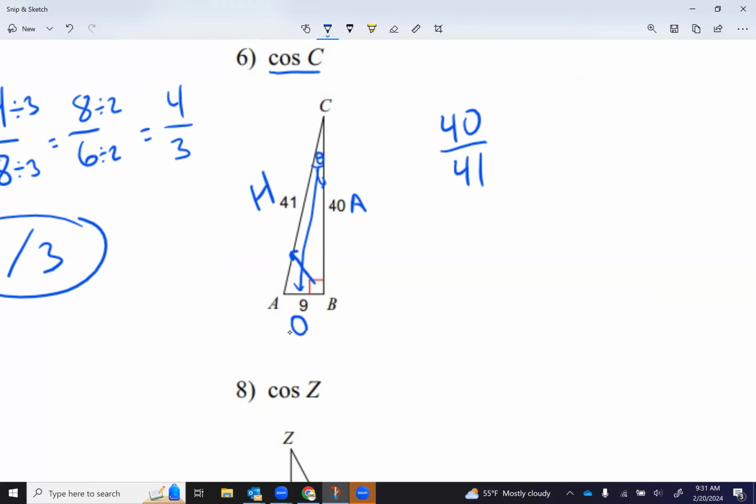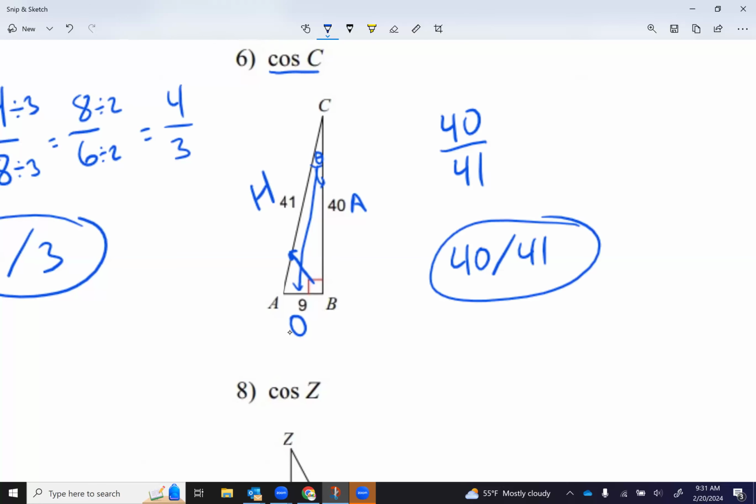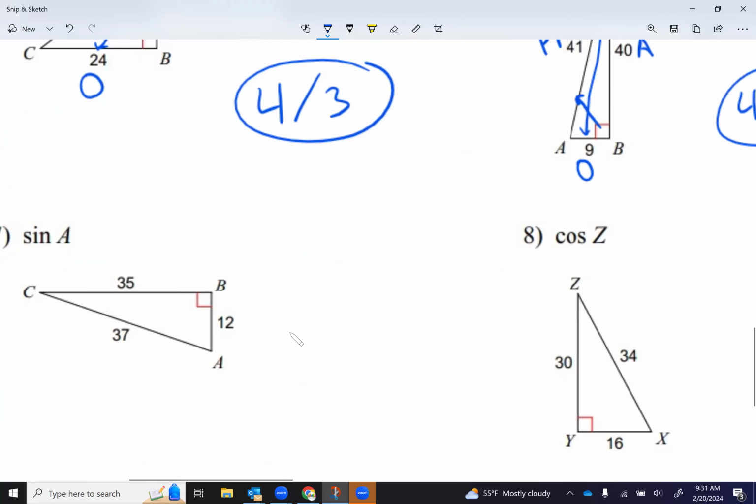So I'm just going to write 40 backslash 41. 40 over 41. Do not include any extra spaces. All together. No extra spaces.